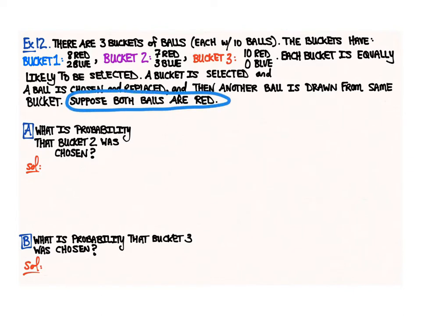We know that both balls are red, and now we can answer questions about what happened in the past using Bayes' theorem. The first question is, what's the probability that bucket 2 was chosen by the person performing the experiment? And the second is, what's the probability that bucket 3 was chosen? We can answer these questions using Bayes' theorem. I'm going to show you the technique to do so, and it involves first creating a tree diagram.